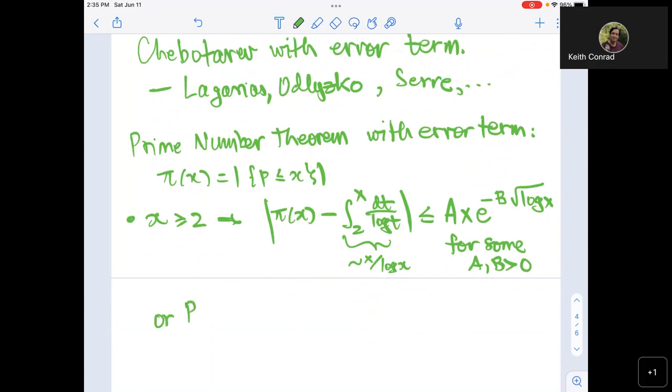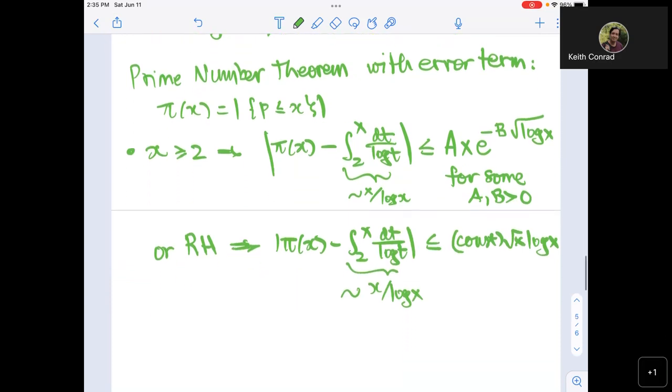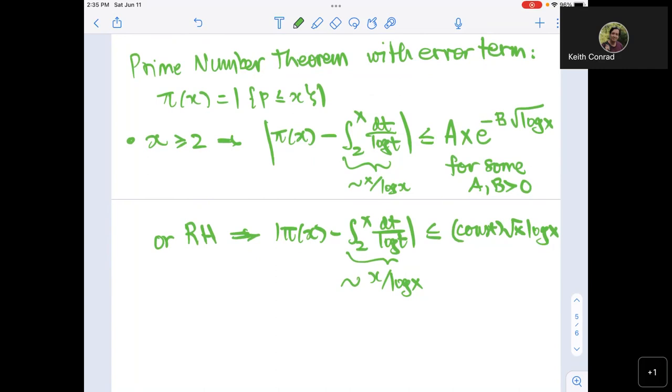If you want to use the Riemann hypothesis, you can do much better and say the difference between the counting of primes and this integral is no more than some constant times root x log x. So basically you cut down to something on the order of root x instead of something just barely below x itself. So definitely of smaller order than the integral. Much more substantial bound on the error than what we had first. But these are the typical error term bounds in the prime number theorem.